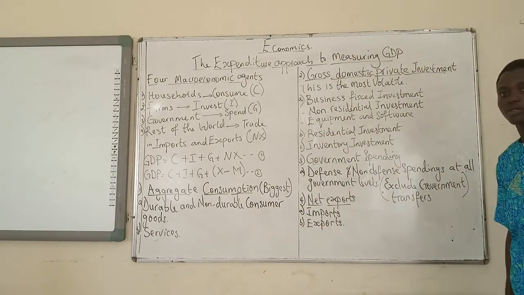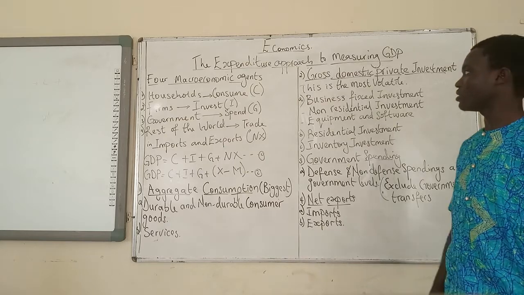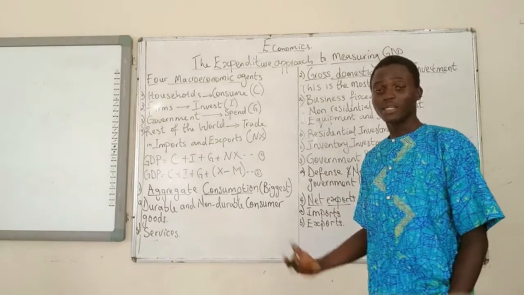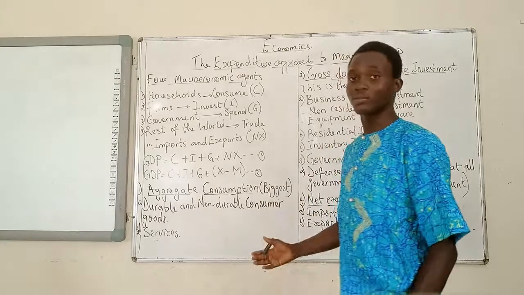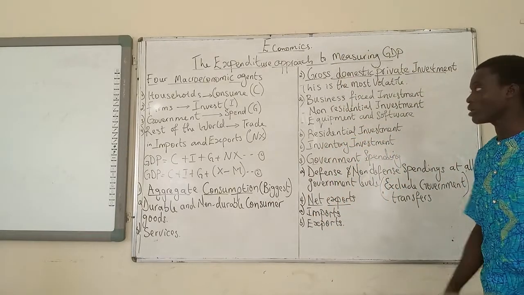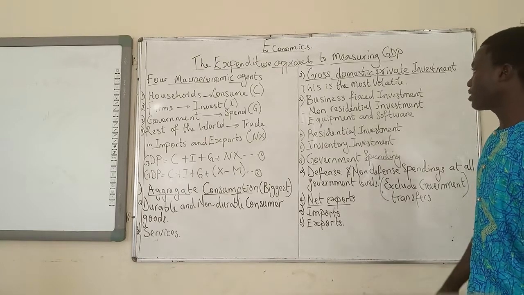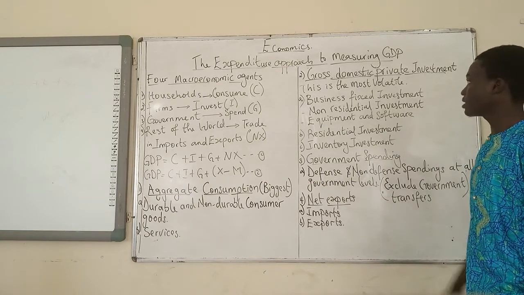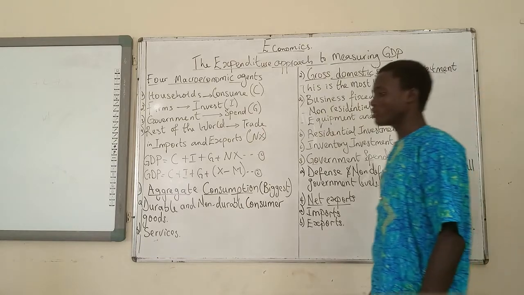In the previous class we talked about the income approach and we highlighted the broad elements of GDP, where we try to use the income approach to obtain it. So in this class, we shall be expatiating on the expenditure approach to measuring GDP.